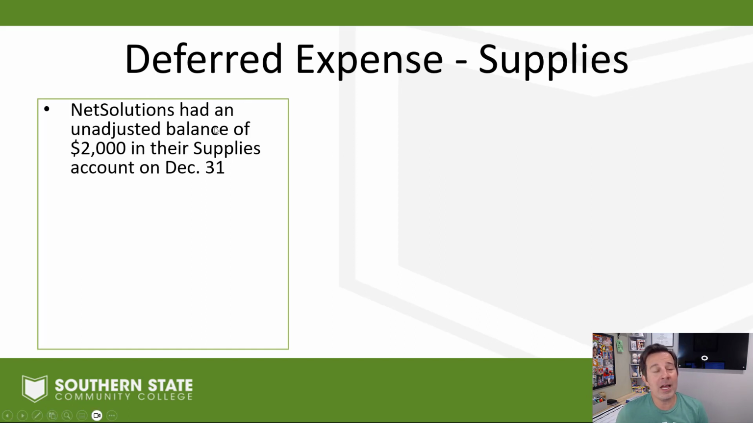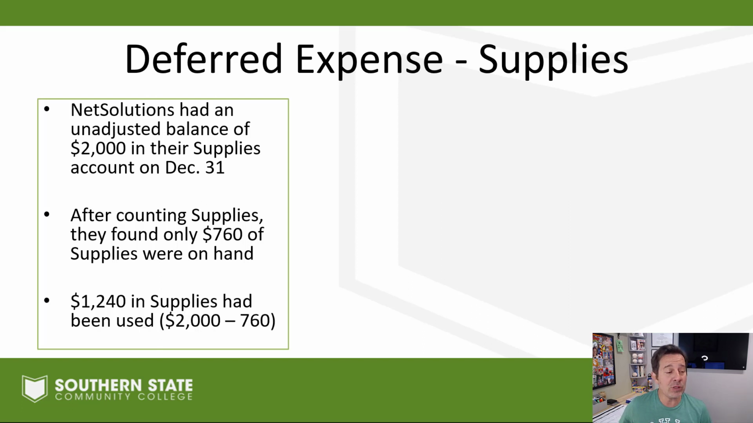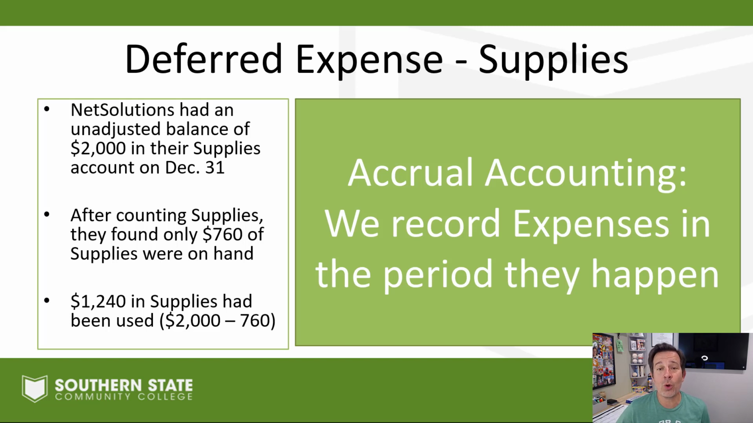Net Solutions had an unadjusted balance of $2,000 in their supplies account, meaning they had bought $2,000 worth of supplies. But after counting, they found they only had $760 worth on hand. So they've used up $1,240 of supplies during the month of December. Need to make an adjusting entry for that. We record expenses in the period they happen. And so we need to record the fact that we've used up supplies and we have an expense.